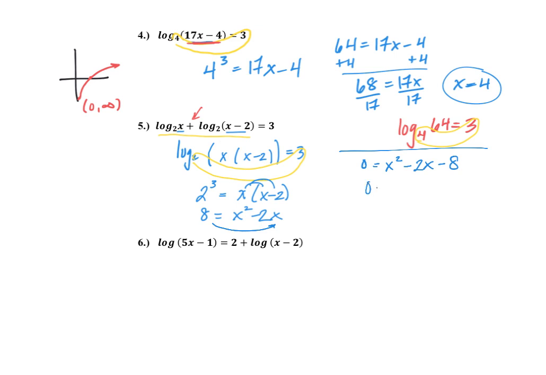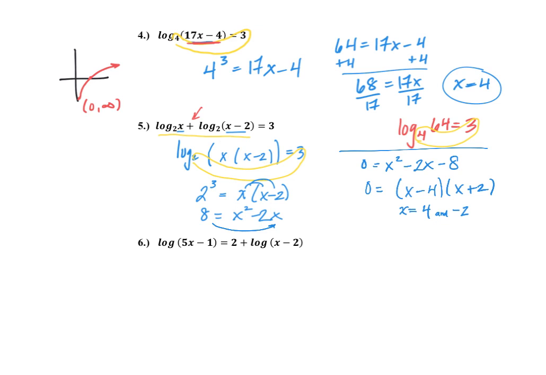I know you guys are great factors. So that would be x minus 4 and x plus 2. And that's going to leave me with two solutions. The first one is going to be 4, and the second one is going to be, oh, sorry, negative 2.